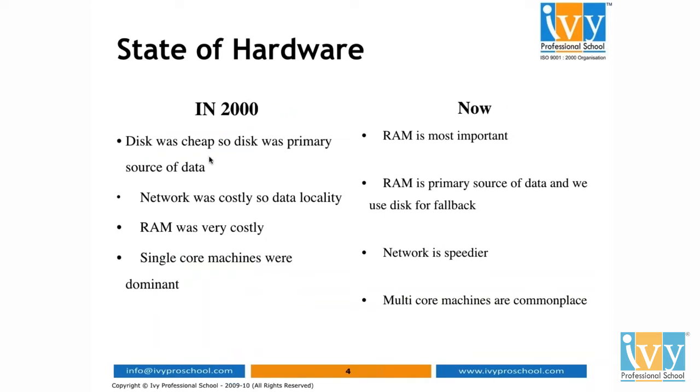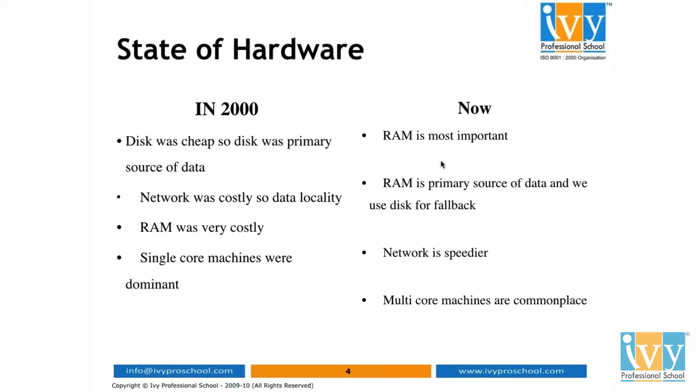So till 2000, what was the state of hardware? Disk was cheap and it was the primary source of data. So till 2000, all the focus was on disk, and RAM was also costly, network was also costly. Disk was used as the primary source of data. And till then there were only single core machines. Even Intel was only increasing the processing of single core machines in gigahertz, from 1.5 and so on, but single core machines were still dominant till 2000.